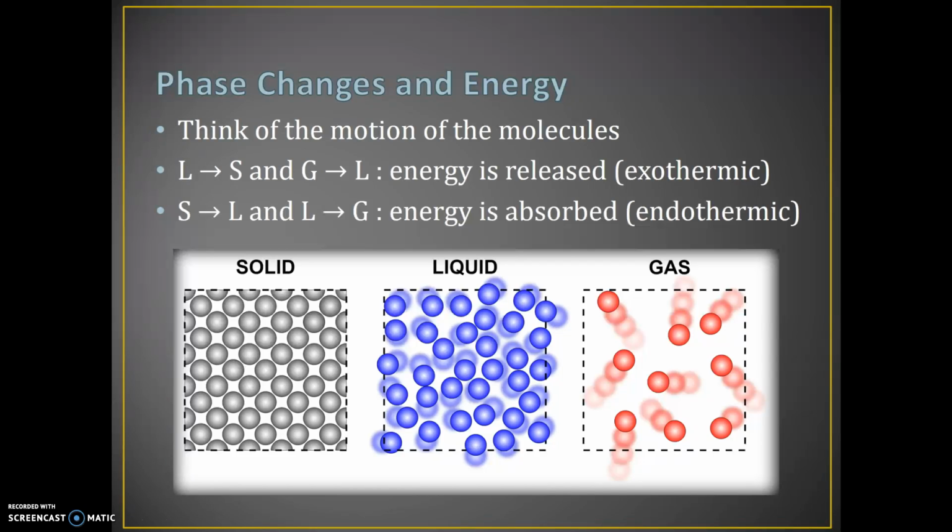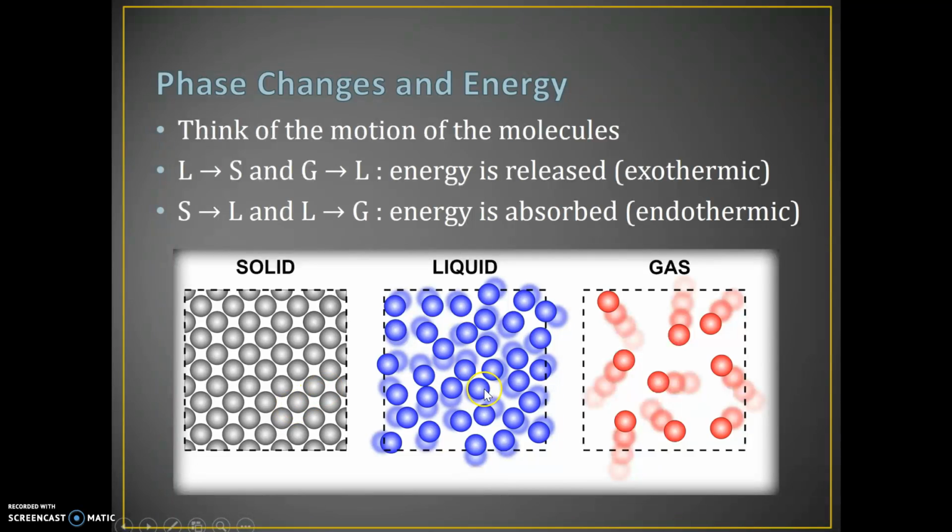All right. Now when you're dealing with phase changes, you need to think now of the motion of the molecules. Okay? You know that solids just kind of vibrate in place, liquids move around a little more, and gases are just crazy. Okay? So think about whether energy is being released or absorbed. So for example, if you're going from a liquid to a solid, okay, you're freezing water. You had a liquid with a moderate amount of energy, and now you're at a solid that doesn't have as much. You lost energy. So that would have to be exothermic because energy was lost.